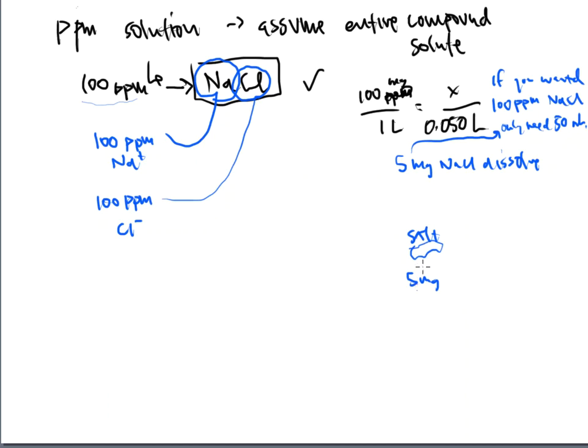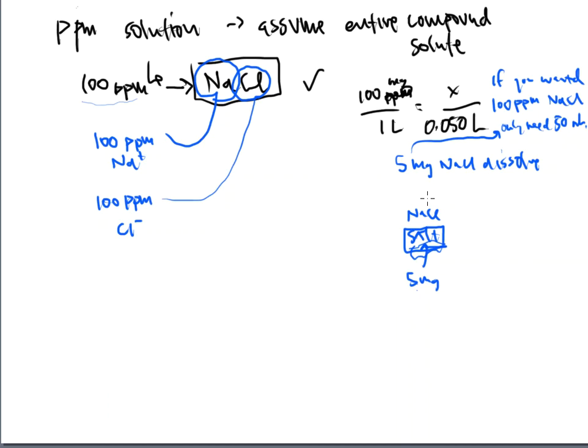Well, if I weighed 5 milligrams of the salt, this weight represents the entire salt structure. It represents NaCl's weight and chlorine's weight. So if I weigh out 5 milligrams, that will make me a 100 ppm solution of the salt, based on this example. But it would not make me a 100 ppm solution of sodium, or a 100 ppm solution of chlorine, because that salt weight incorporates both, not just one.